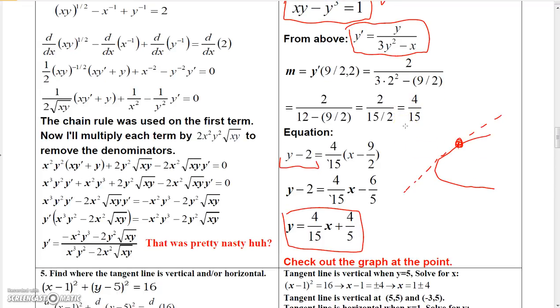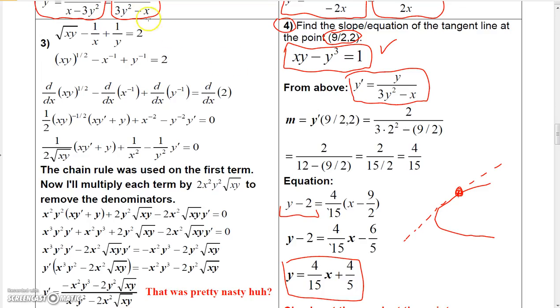Now, I've got some more examples I want to show you, but we're going to wait until the next video. And I'll do some more examples of implicit differentiation on the next video.